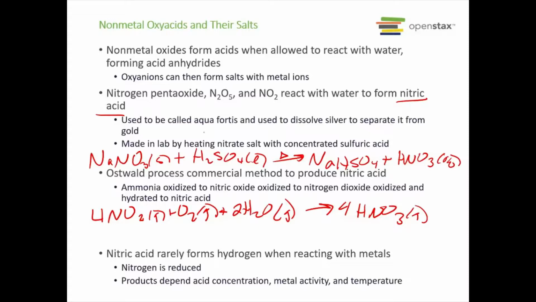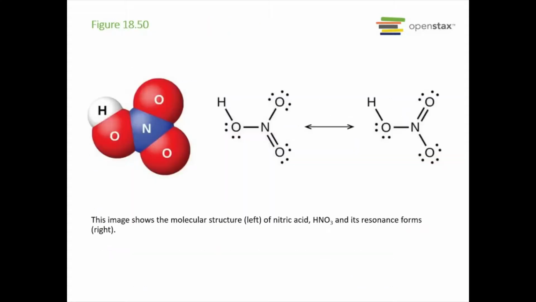One thing interesting about nitric acid is it very rarely forms hydrogen when it reacts with metals. Instead, the nitrogen itself is reduced, and the products that result depend on the concentration of your acid, the activity of the metal, and the temperature at which the reaction takes place. So this is showing you the structure of nitric acid, HNO3, as well as its resonance forms.